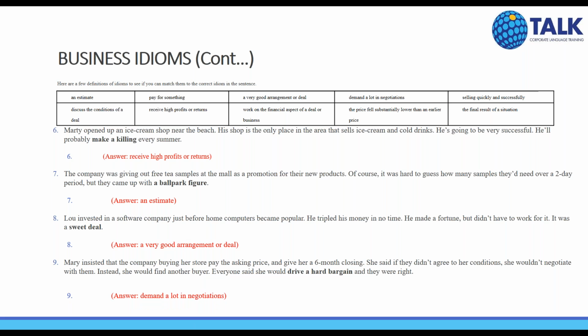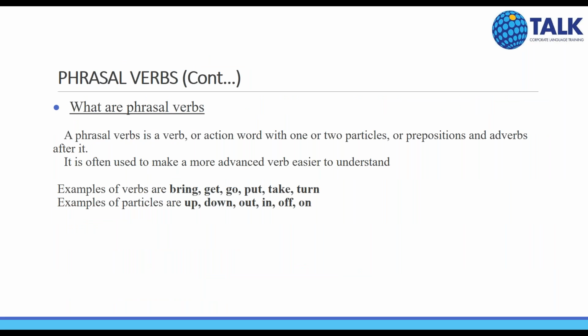Okay, if you have any questions about idioms or you wanted to understand a little bit more about one, feel free to ask. But let's try to move right into the next section, which has to do with phrasal verbs. Now, a phrasal verb is a verb, or action word, with 1 or 2 particles.